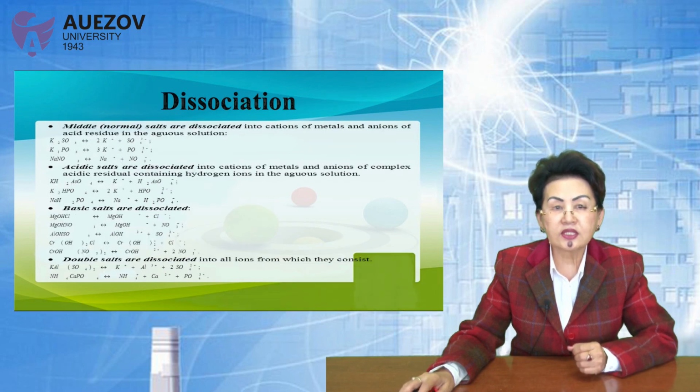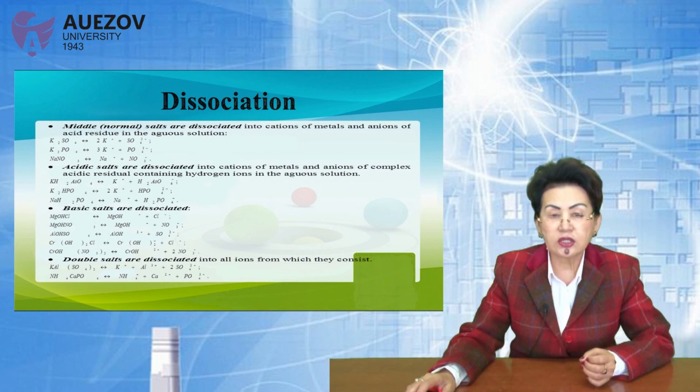Dissociation. Middle salt dissociates into metal cations and anions of the acidic residue. Acidic salt dissociates into metal cations, anions of the acidic residue, and cations of hydrogen atom. Basic salt dissociates stepwise. It dissociates into metal cations, anions of hydroxyl groups, and anions of the acidic residue.